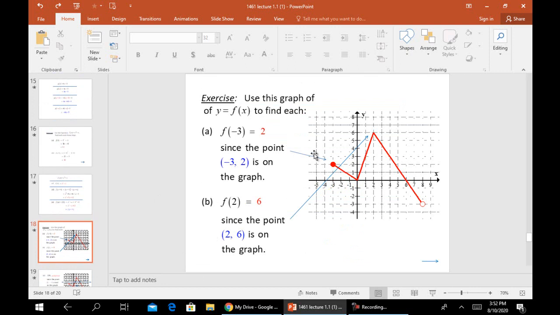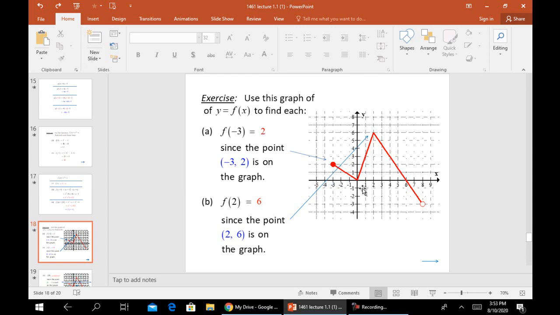Okay, so we're going to use the graphs to find the values of the function. So here, this graph depicts a function f, and we want to calculate f of negative 3. Well, what is f of negative 3? So along the x-axis, we go to negative 3. So here is negative 3, and then we look at the corresponding point on the graph, which is this. Notice that the height of this point is 2. So the f of negative 3 is 2.